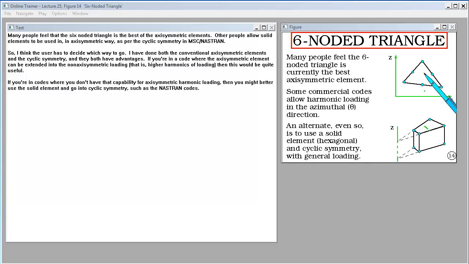If you're in a code where the axisymmetric element can be extended into the non-axisymmetric loading, that is, higher harmonics of loading, then this would be quite useful. If you're in codes where you don't have that capability for axisymmetric harmonic loading, then you might better use the solid element and go into cyclic symmetry, such as the Nastran codes.